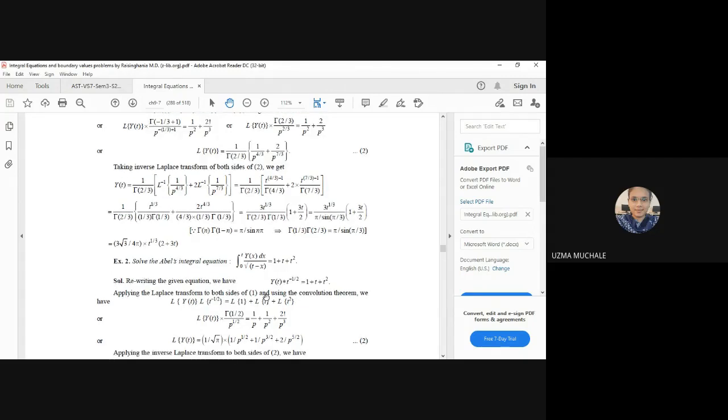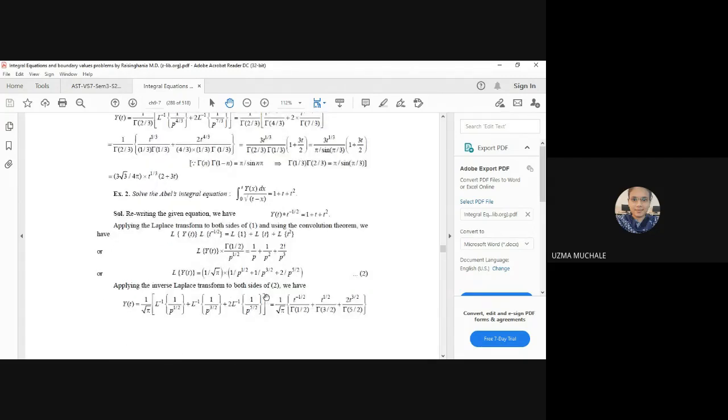So here we also have another Abel's integral equation, which is integration 0 to t of y of x dx divided by under root of t minus x, which is equal to 1 plus t square. Now we have to write this equation in terms of convolution type of kernel f star g, which is written in this form, and then apply the Laplace transform.